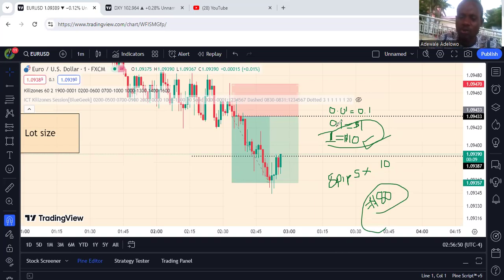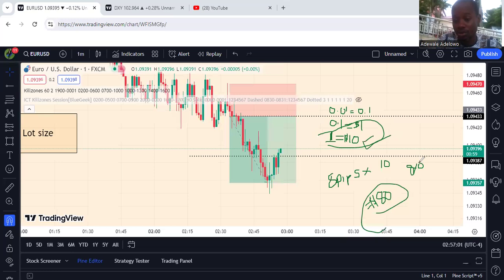But what if I use 0.1 lot size? Sorry, I won't say 0.1, because the dollar value is what I'm multiplying. The dollar value for 0.1 is 1. So 8 times 1 is going to give me $8. So in less than 15 minutes, you make $8. All right? So that's it.